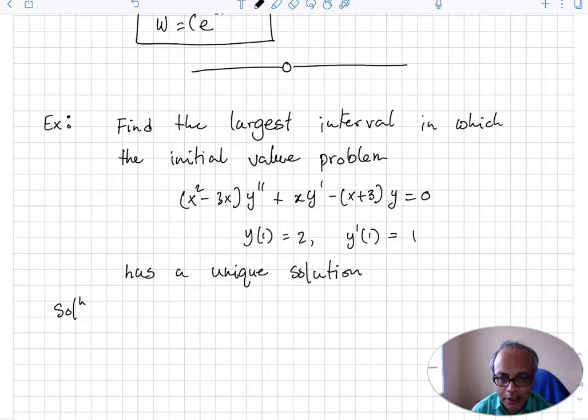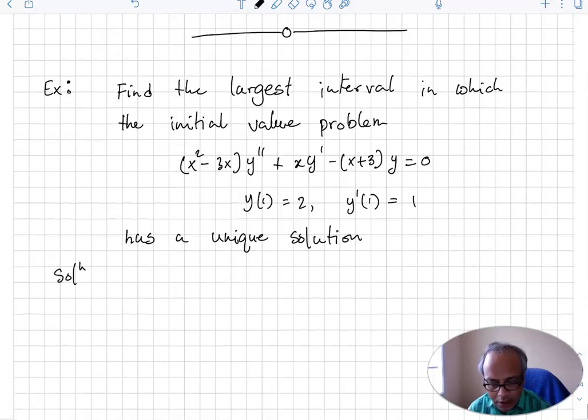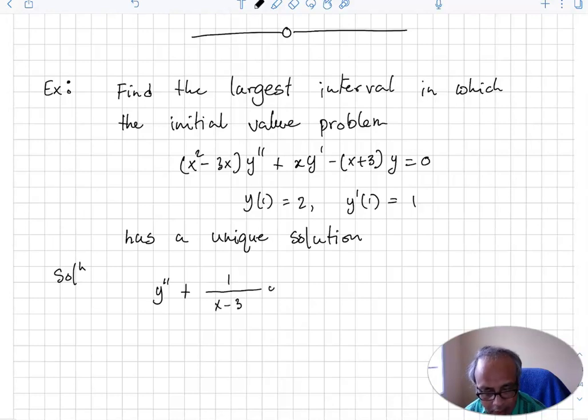And we know that in order to understand the interval of existence, the first thing you write, it's a good idea to write the equation in the standard form, and that's what we need to do to properly figure out what is the interval of existence. That simplifies the use of the theorem if you write it in the standard form.